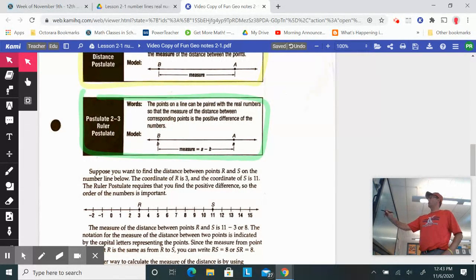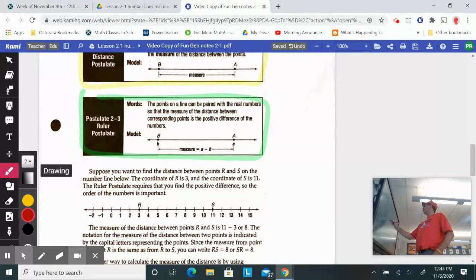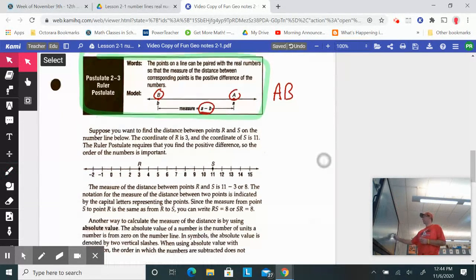In order to find the distance from point A to point B, the distance of AB, you actually subtract the measurements. You want to subtract the greater value minus the lesser value. That's the best way. That's why it says A minus B here. Now, if you do subtract B minus A, you've got to use the absolute value. And that is what we have down below in our notes.